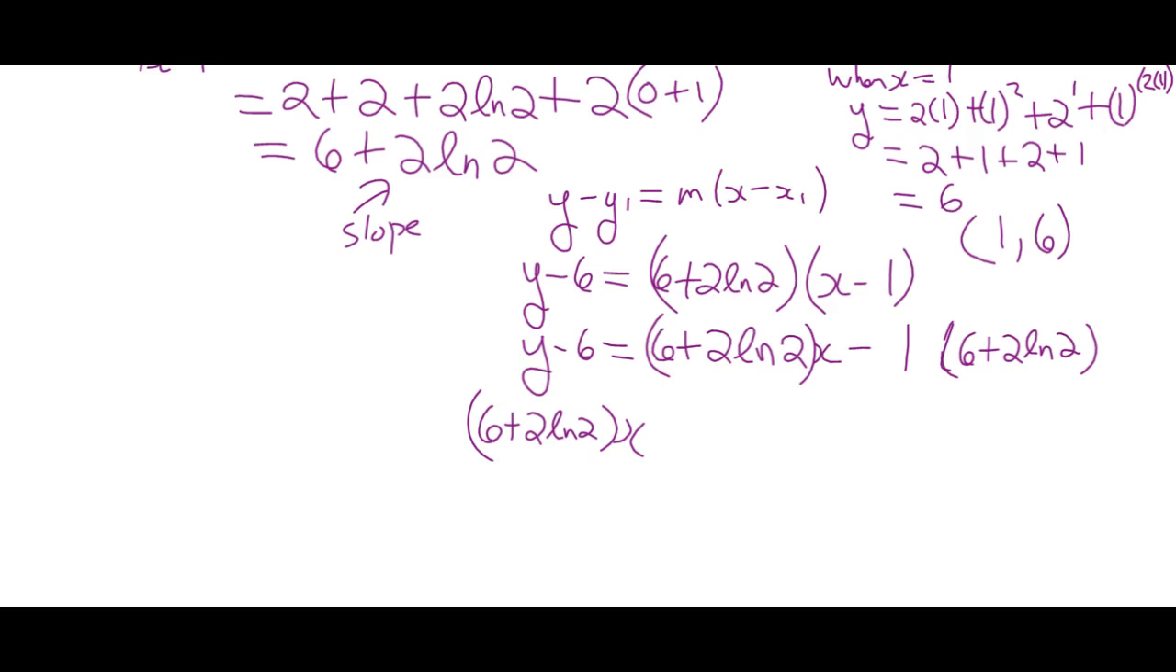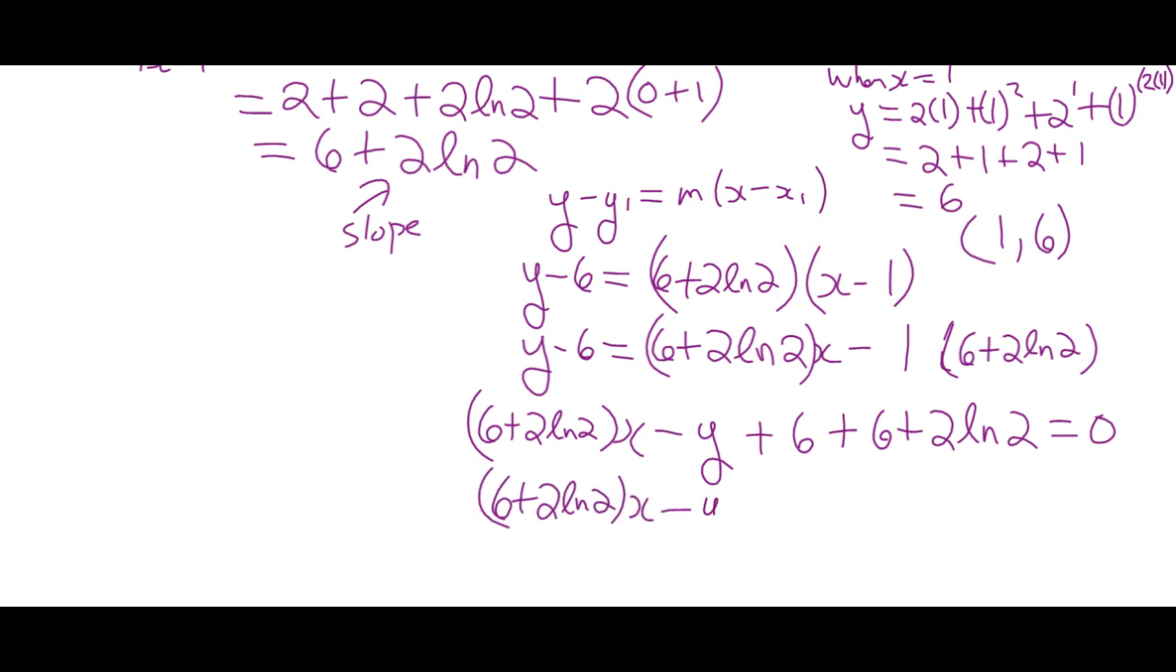Oh, I see. So I'm doing this. So this, that's there. Okay. Minus y, minus, no, plus 6. Is this positive? I think, well, yeah, it's positive. Plus 6 plus 6 plus 2 ln 2. So that's a 12. Equals 0. All right, so I guess 6 plus 2 ln 2 x minus y plus 12 plus 2 ln 2 equals 0.